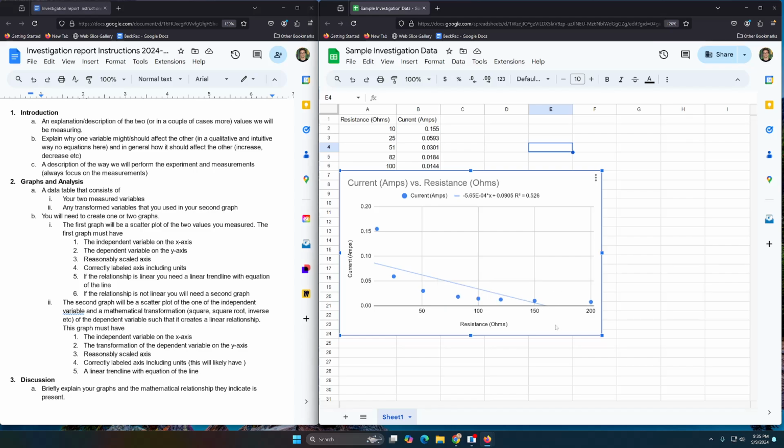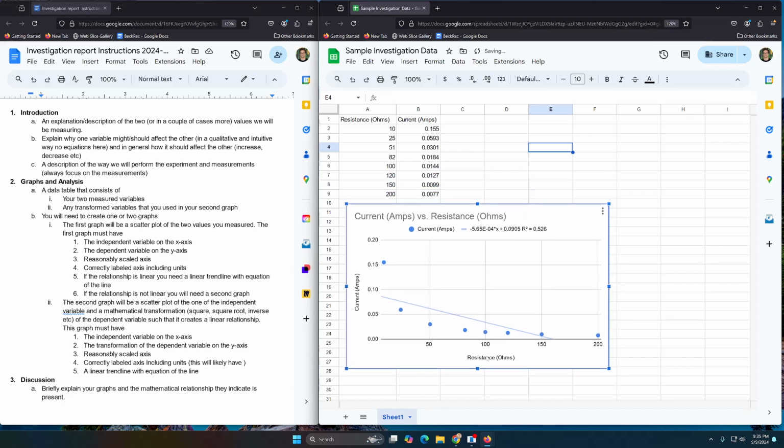So the second step, once you realize this is not linear, is that you are going to keep this graph. It needs to be in your report, but we need to make another one. To make another one, we need to try and figure out what this relationship actually is. We've got a graph where as resistance increases, current gets lower. And in fact, in this case, it turns out they're inversely related.